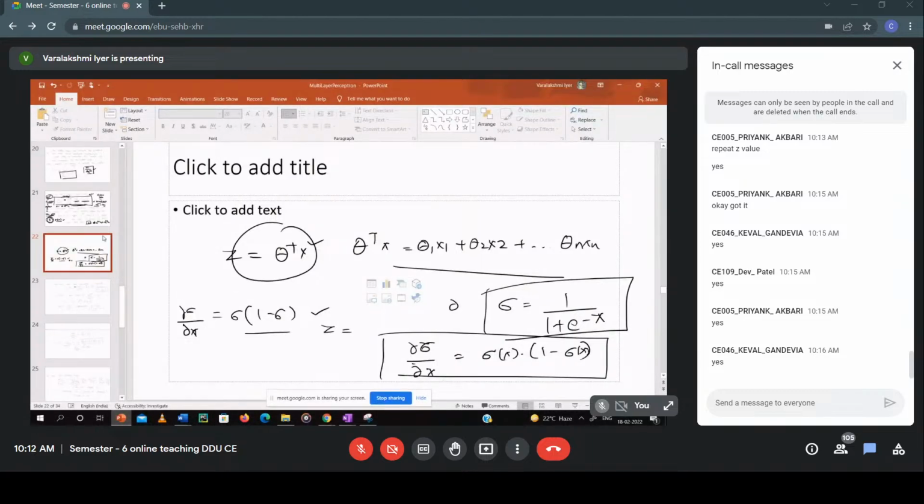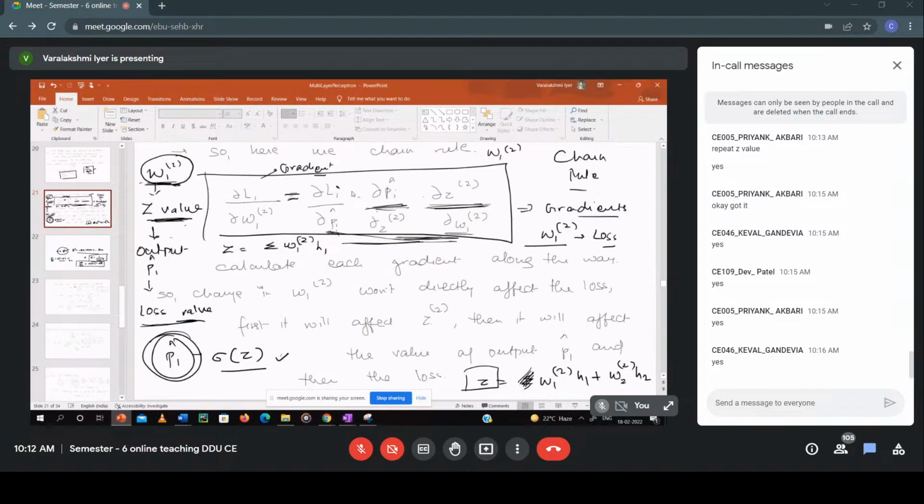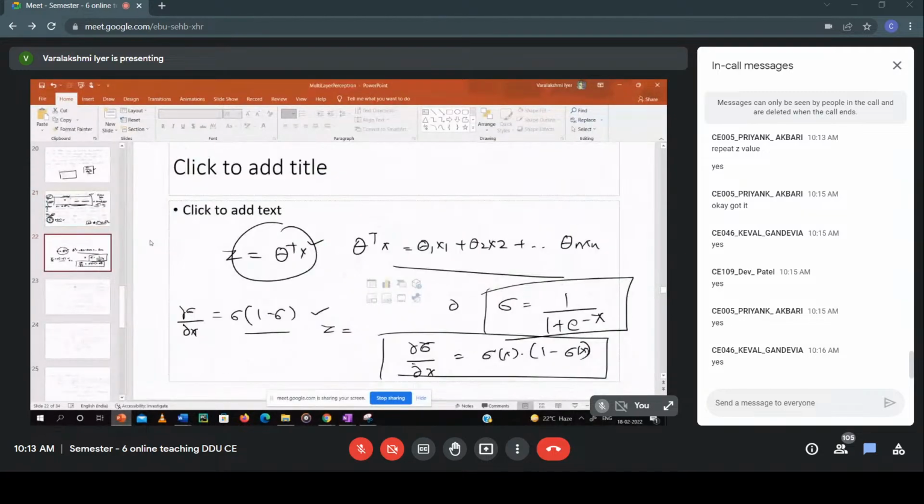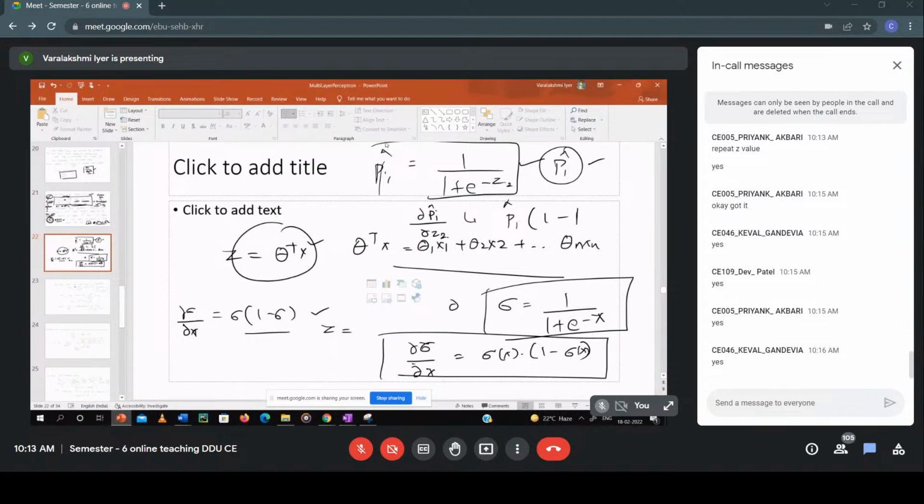So here, this particular derivative is Yi hat with respect to Z2. Z2 is actually the summation of W12 H1 plus W22 H2, and Yi hat is the sigmoid of Z2. So you can say that your Yi hat is actually 1 upon 1 plus e raised to minus Z2. This is how you can write Yi hat. So the derivative of Yi hat with respect to Z2 will be Yi hat into 1 minus Yi hat. This will be the derivative value.